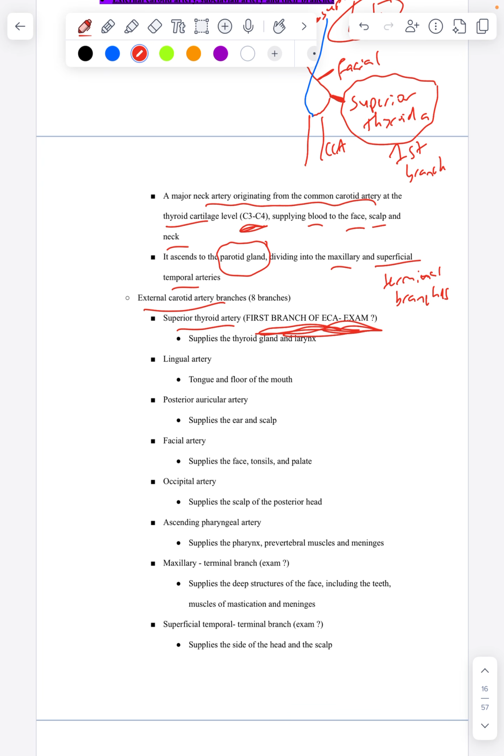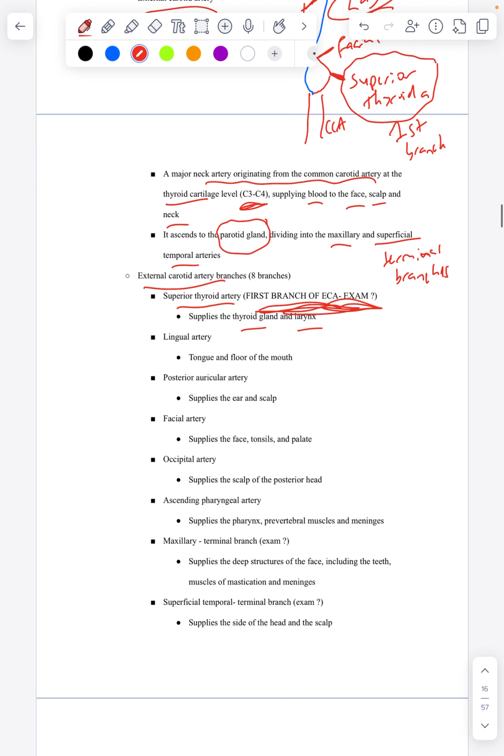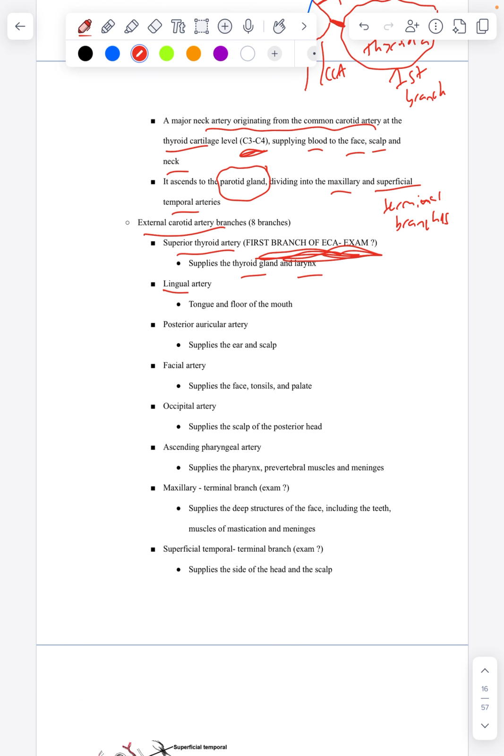So now the external carotid artery, superior thyroid artery, first branch. That could be an exam question. What do you think it's going to supply? Thyroid gland, and what's around it is the larynx. These arteries, what they supply is in the name. So lingual, tongue.